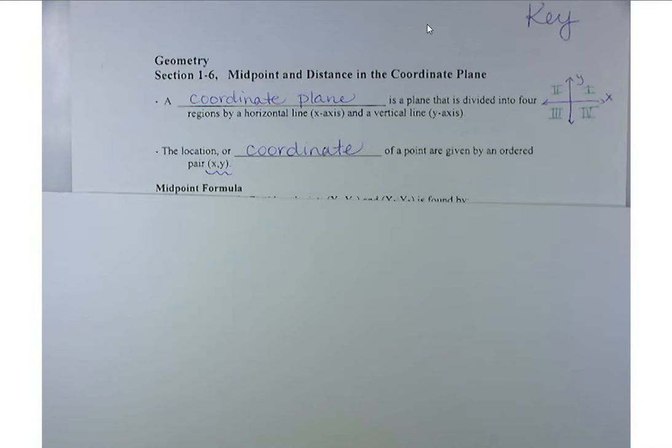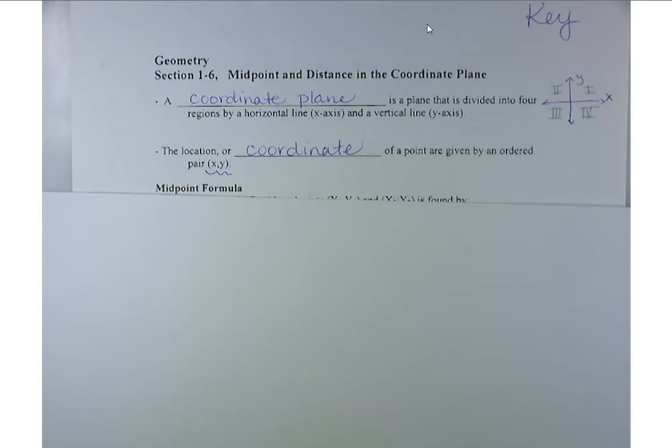Today what we're going to talk about is the midpoint and distance formulas and how to find those in a coordinate plane. So a coordinate plane is a plane that's divided into four regions by a horizontal line, which you guys know is the x-axis, and a vertical line, which we know is the y-axis.